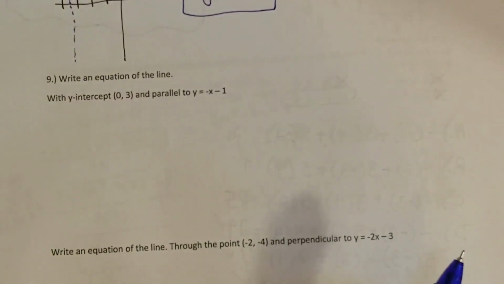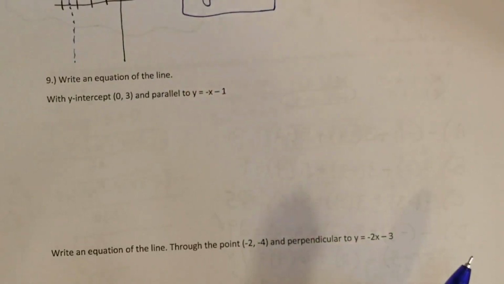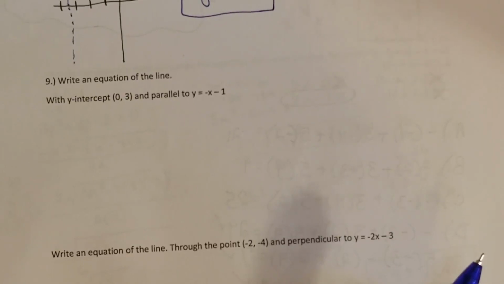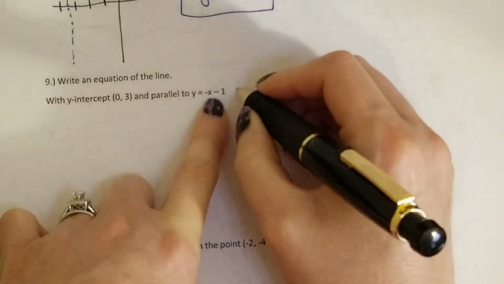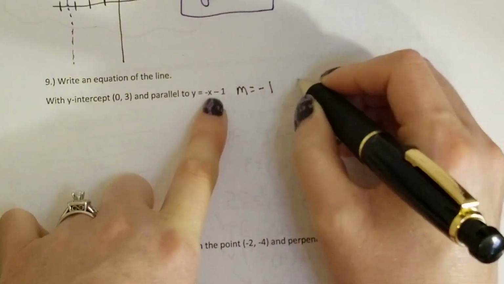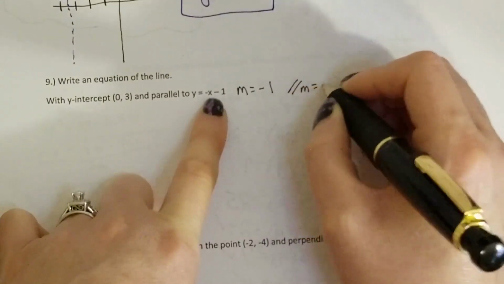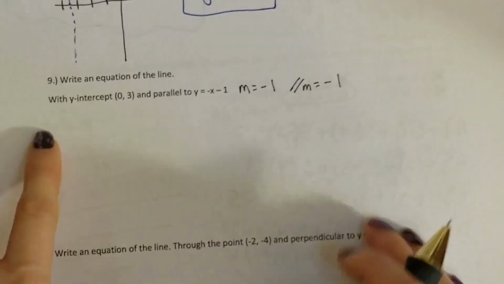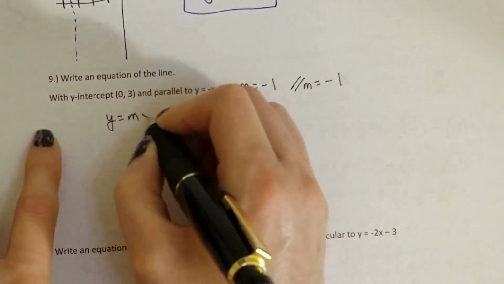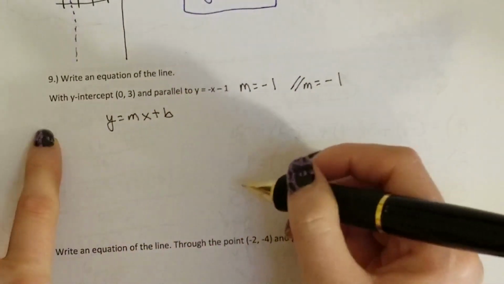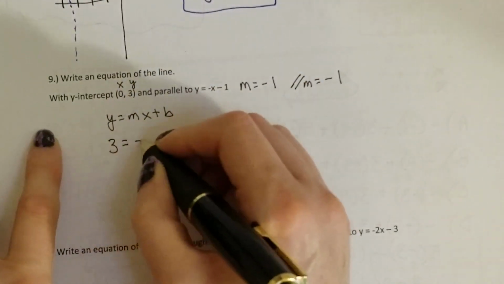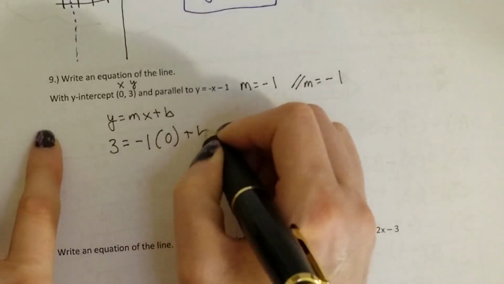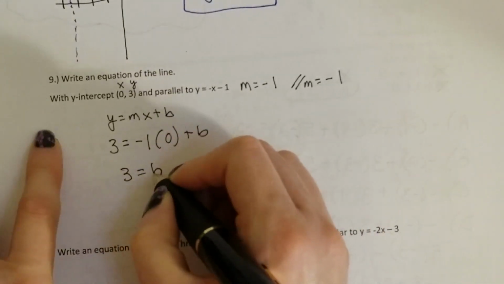Okay, number 9, write the equation of the line. The y-intercept is (0, 3), and it's parallel to y equals -x minus 1. So first thing you want to do is figure out what is your given slope. So your slope is -1. Parallel slope means it's the same slope. So again, that is -1. So we have y equals mx plus b. So we're going to plug in our x and our y. So 3 equals -1 times 0 plus b. So our b is equal to 3.